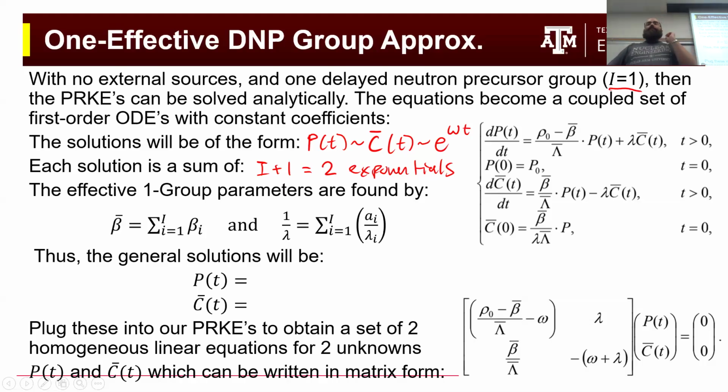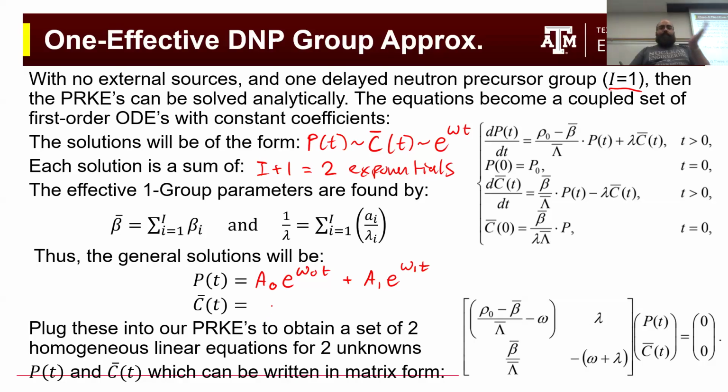And so if there's going to be 2 exponentials for my power and for my precursor density, then our general solutions are going to look like this. I'm going to have an A0 times e to the omega 0 times t plus an A1 times e to the omega 1 times t. 2 exponentials added together with 2 time constants, omega 0 and omega 1.